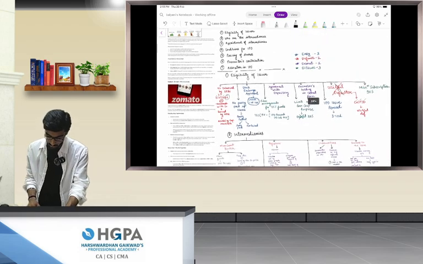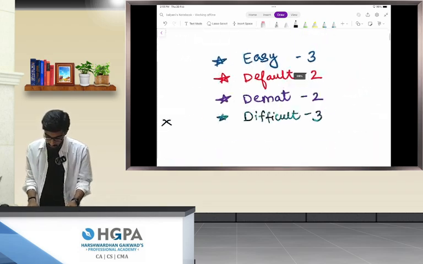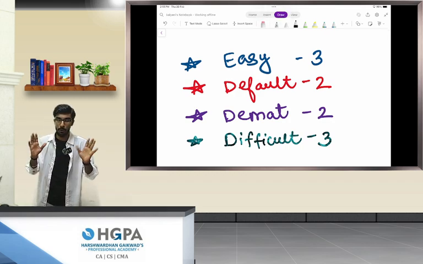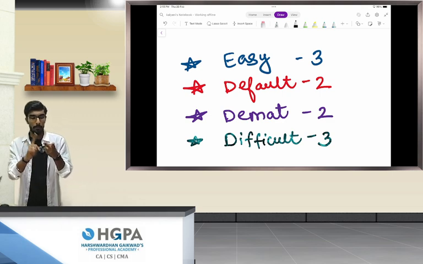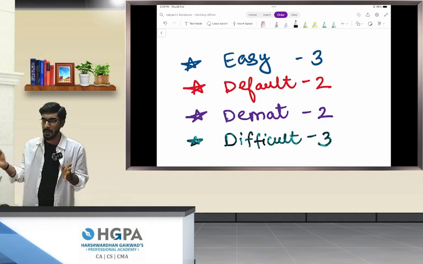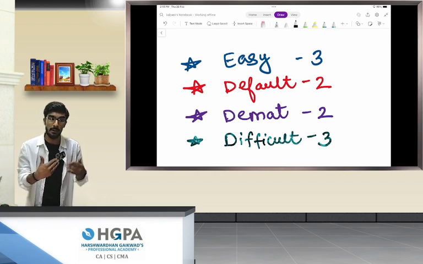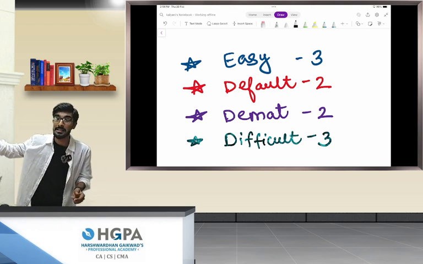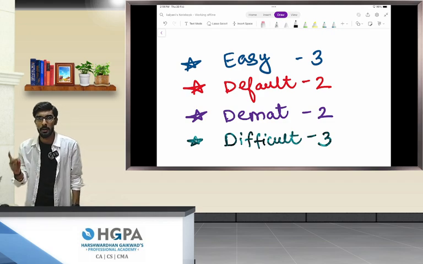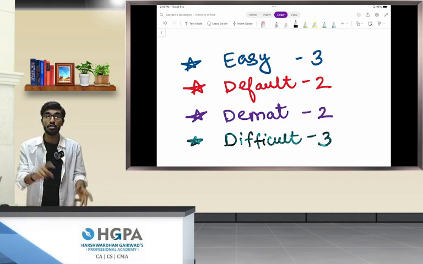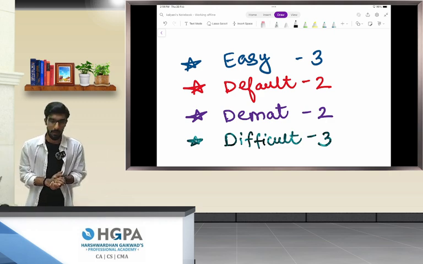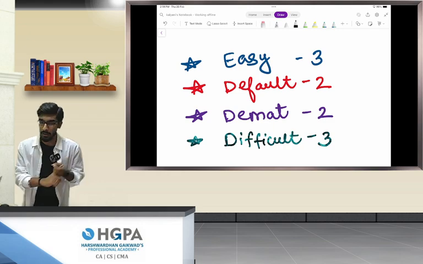Number one, default related: the issuer, promoter, director or selling shareholder should not be debarred by SEBI, or should not be involved with companies debarred by SEBI from accessing the capital markets. One point over. Next point is, the issuer, promoter, director should not be a willful defaulter by any bank.